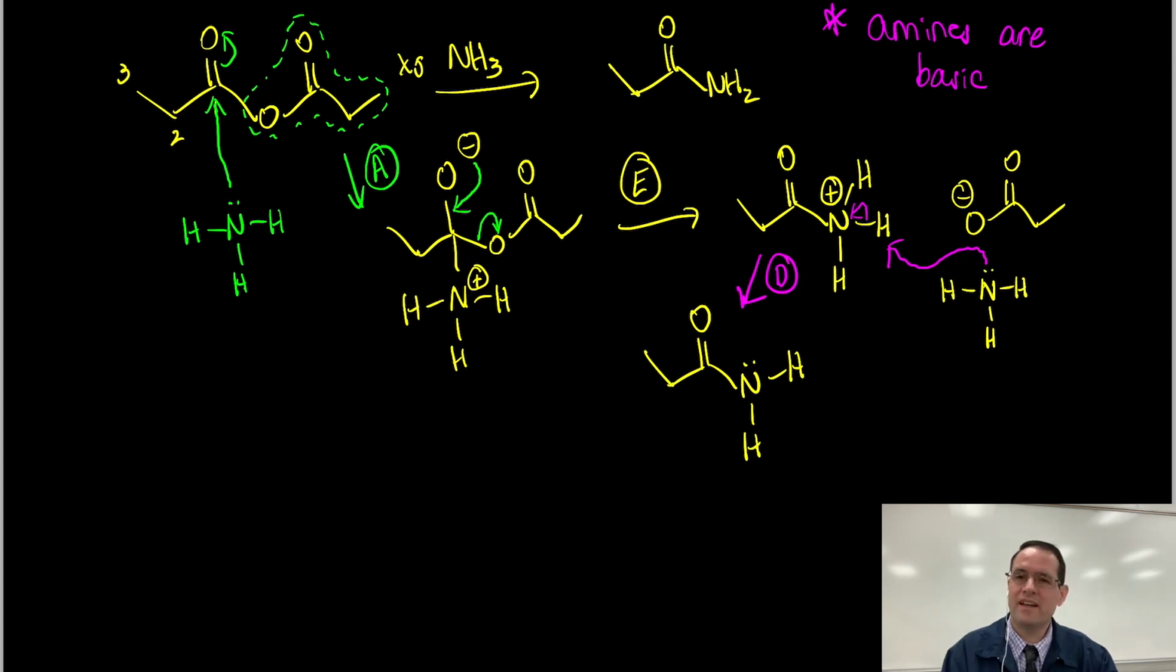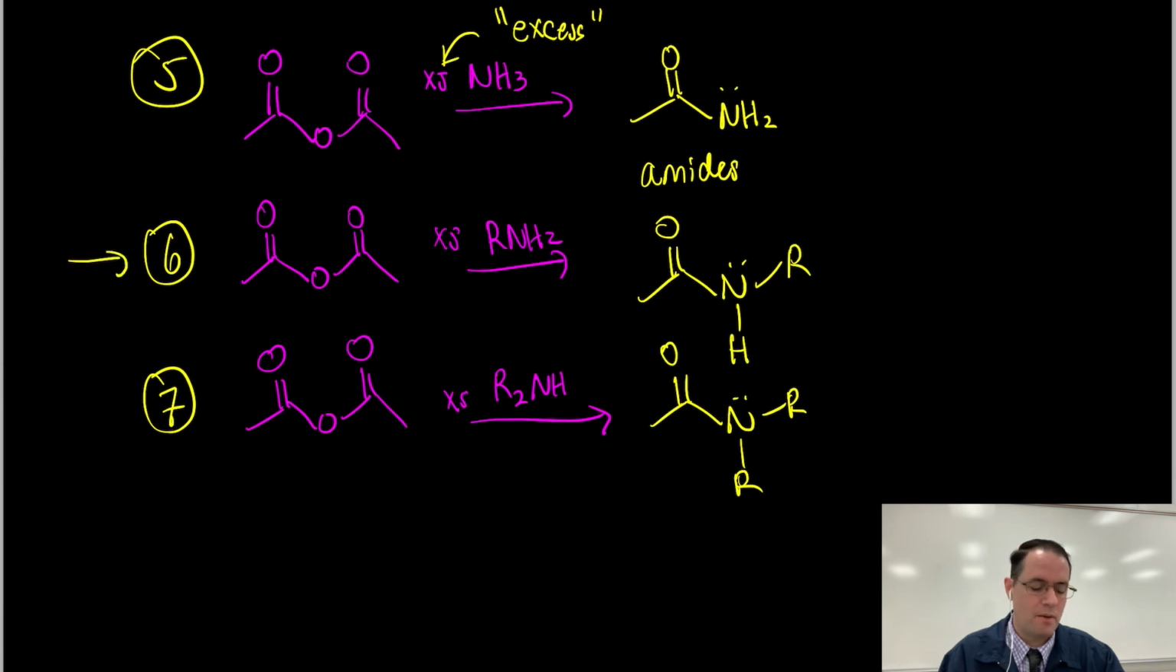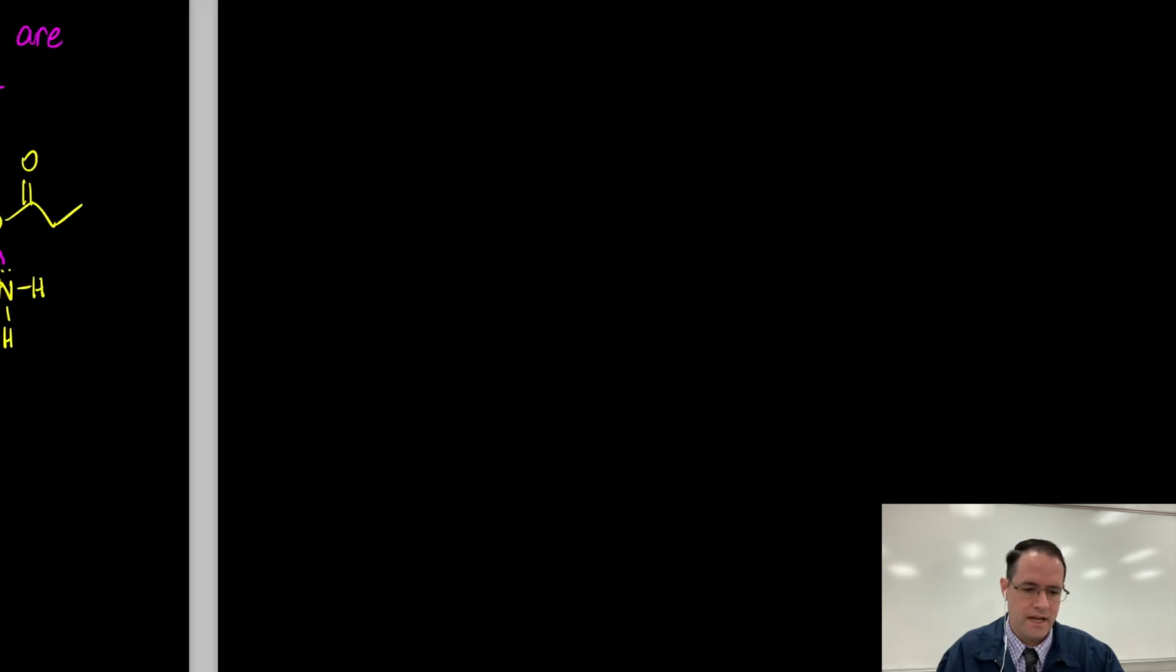So if you're starting with NH3, you end up with NH2 attached to your acyl or propionyl group or something like that, okay? The same thing would happen with a primary amine or a secondary amine. So I'm not going to go through reactions 6 and 7 here in the video, okay? It's getting long enough. Now, reaction 8 is the reduction.